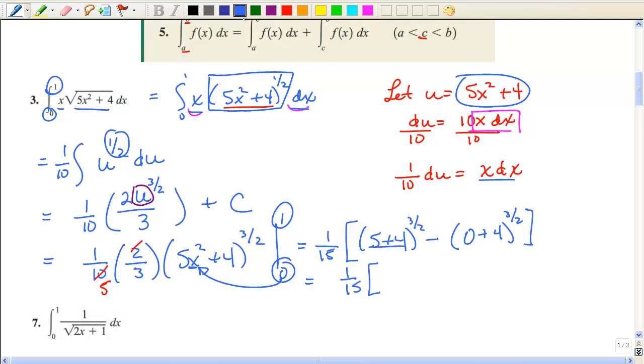Now 5 plus 4 is 9. The square root of 9 is 3. And then the top number says cube that, so that's 27. Here we have the square root of 4 is 2, cubed is 8.